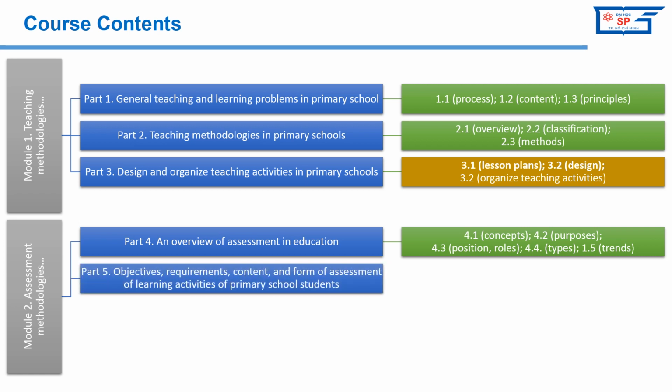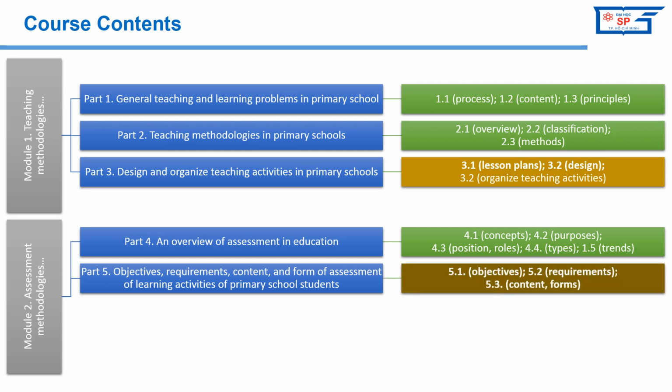The 5th part is objectives, requirements, content, and form of assessment of learning activities of primary school students. In this part, learners learn about objectives of assessing primary school students' learning activities. Requirements in assessing primary school students' learning activities. Content and forms of assessing primary school students' learning activities.